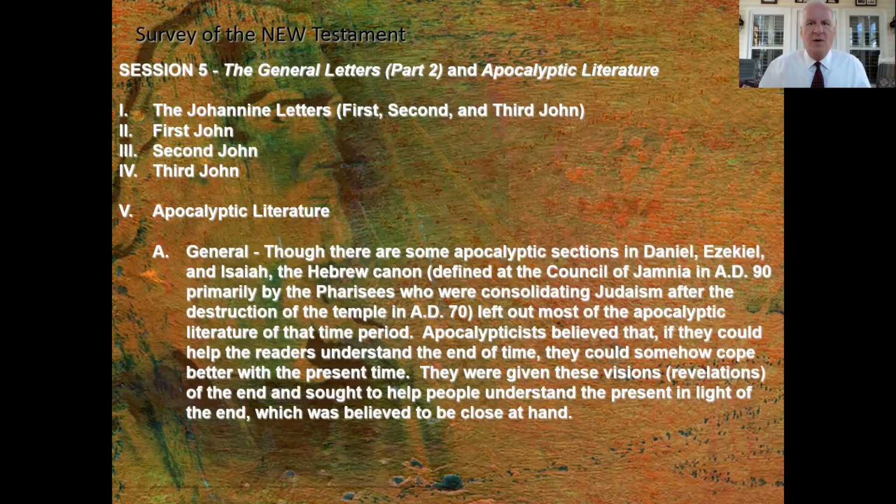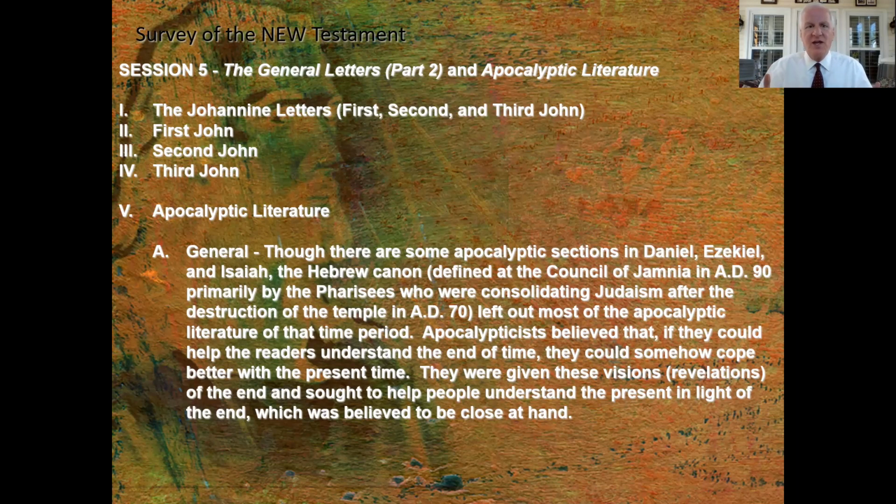There are some apocalyptic sections, as we have seen when we surveyed the Old Testament, in the book of Daniel, Ezekiel, and Isaiah. The Hebrew canon, defined at the Council of Yamnia in AD 90, primarily by the Pharisees, who were consolidating Judaism after the destruction of the temple in AD 70, left out most of the apocalyptic literature of that time period. It did not include a lot of that kind of literature in the Hebrew canon.